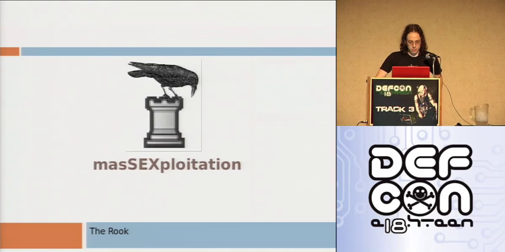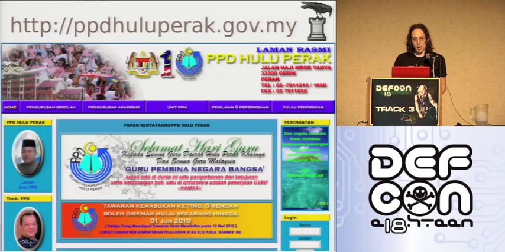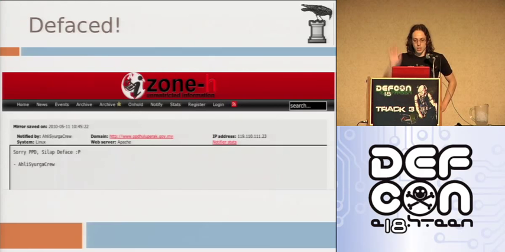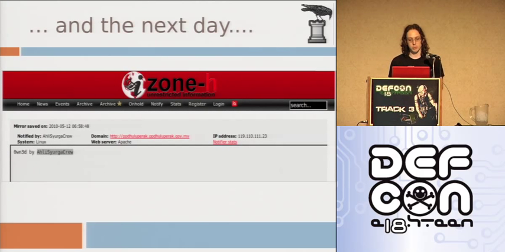So what was the fallout from this attack? What I really wanted was a very simple to use exploit that affected many systems. Here is a Malaysian government website. I'm not even going to try and pronounce that. But about a week after releasing my exploit, it showed up on ZoneH, defaced. Popping a shell on a .gov. The very next day, defaced again by the same crew.